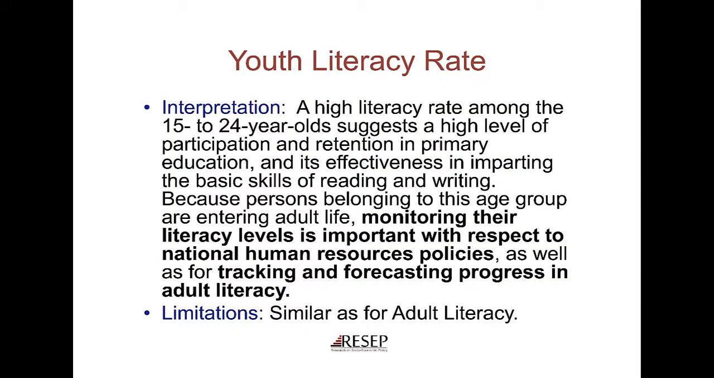With all these indicators, they talk about interpretation. What does it mean? What are we looking for actually? Although I'm not going to go into interpretation with every single indicator, I did want to mention a bit about the youth literacy rate specifically, because it's very important in terms of national human resources policy, looking towards the future, and also forecasting progress in adult literacy. I don't know if anybody wants to comment on why we have the separate indicator for youth literacy specifically.